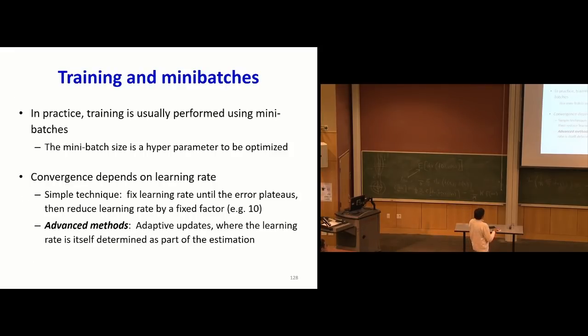Let me stop on these two slides. Training is usually performed using mini batches. The mini batch size is a hyperparameter to be optimized. The convergence depends on learning rate.